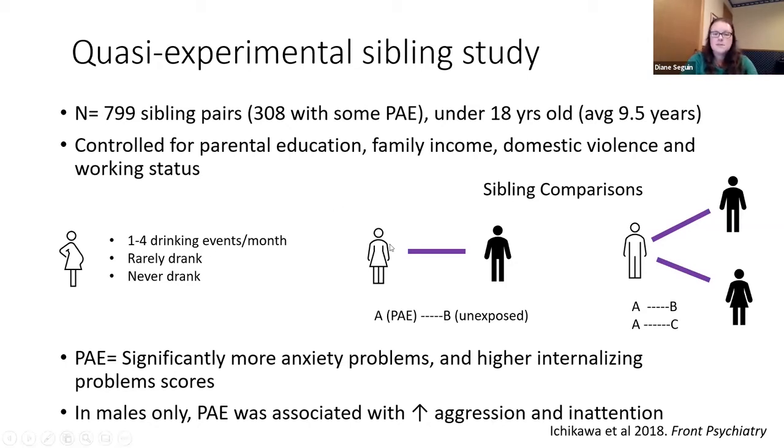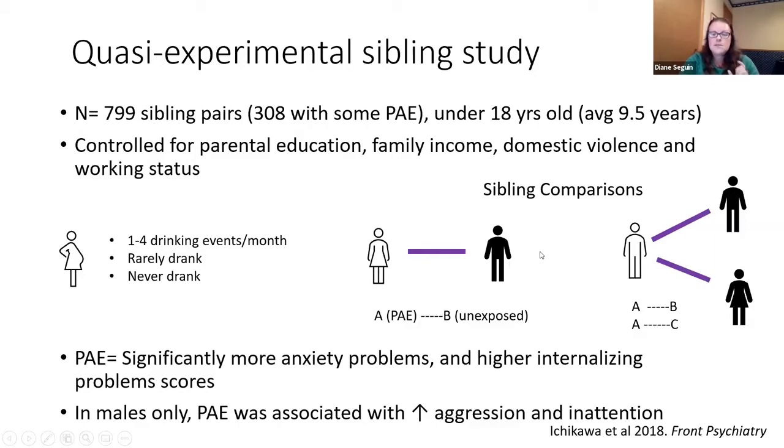So what they did was they took the child, let's say child A, who had prenatal alcohol exposure, and compared their behaviors on the Child Behavior Checklist with a sibling who was unexposed. And if they had multiple children, they took the one who was exposed and compared them solely with children who were unexposed. So what they found overall from this study, where over 300 sibling pairs had some prenatal alcohol exposure, was that this low exposure was associated with more anxiety problems and higher internalizing problem scores on the CBCL. They found increased aggression and attention problems, but only in the male siblings in this study.